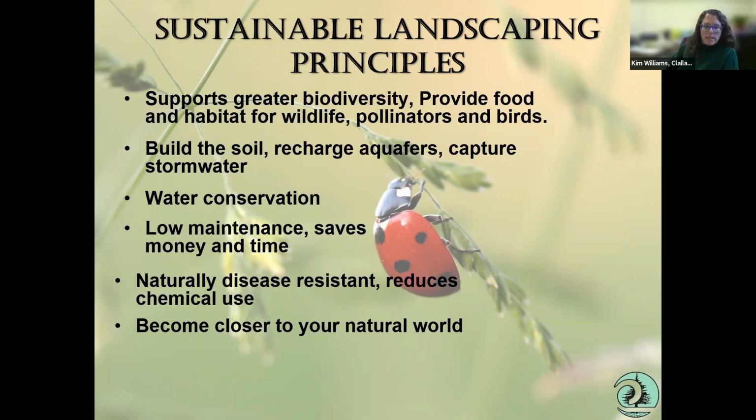And using native plants in the landscape saves money and time. These plants are naturally disease resistant, and you use less chemicals with them. And I think just getting out and knowing your local flora and fauna, you become closer to your natural world. It brings more joy into your life, helps you to slow down and see the wonders right in your backyard. So there are so many reasons to apply sustainable landscaping principles, and we will go over more of them today as well.